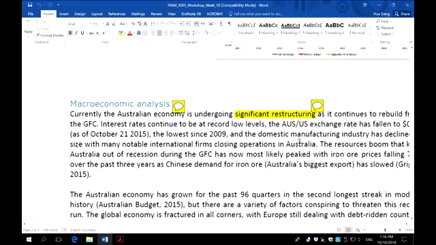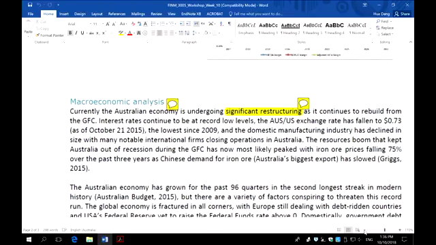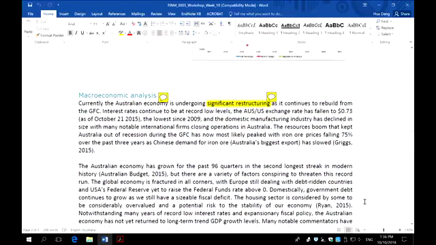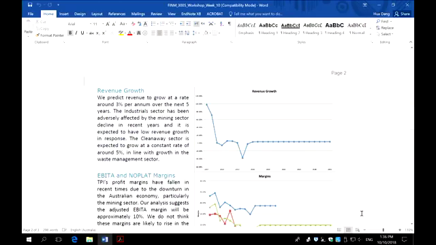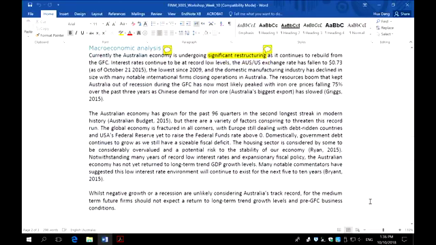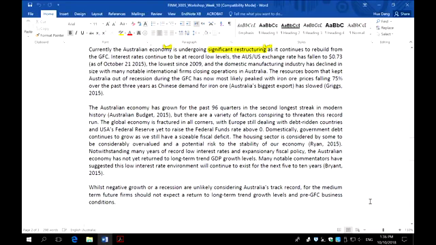Next paragraph is from another group. I'll just show you how long that analysis will be. That's still the first page of the research notes.